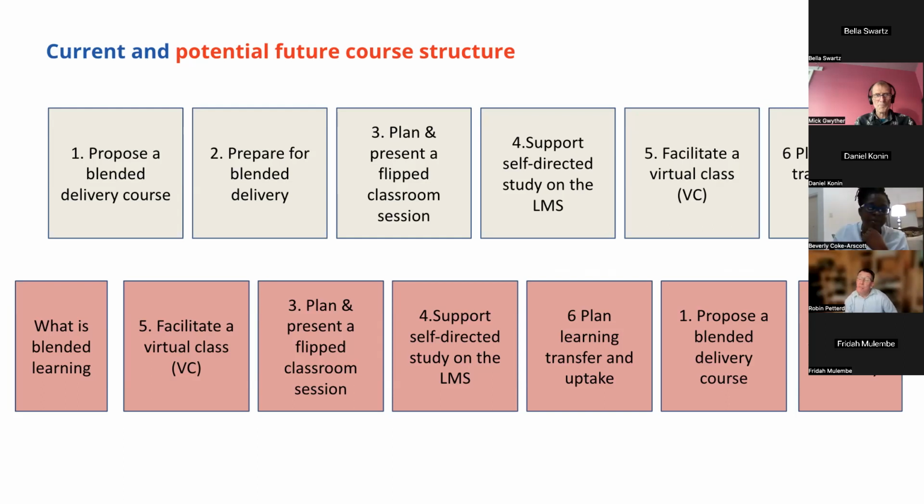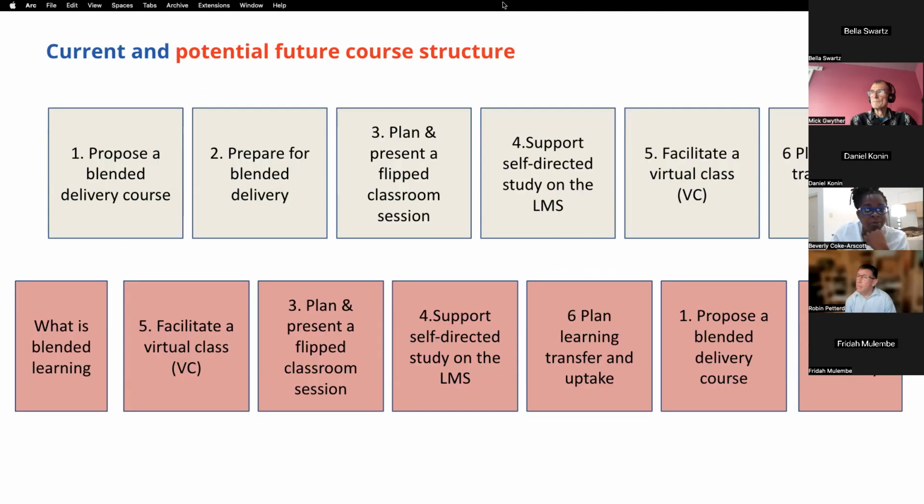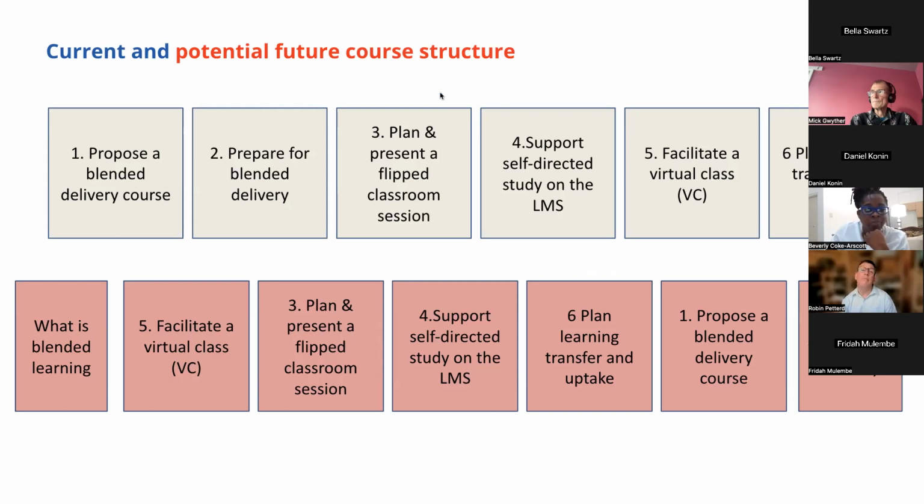May I comment? So at the top is the current structure, and at the bottom, it is what is being proposed. When I look at the top, these are the processes for the entire program. If you look at number 1, propose a blended delivery course. If you go down to the bottom where it's pink, what is being proposed, number 1 is saying, what is blended learning? That is just a definition. It's not a process.